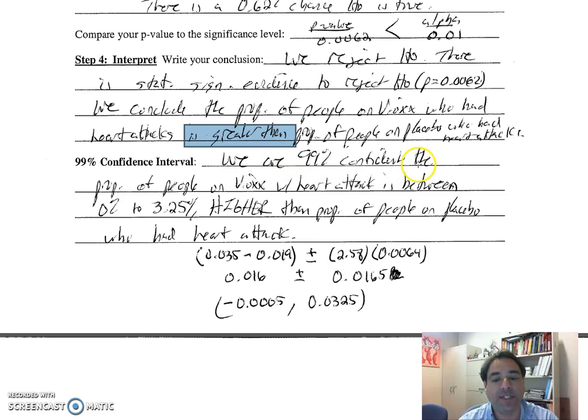So we are 99% confident the proportion of people on Vioxx who had a heart attack is between 0% to 3.25% higher. Remember, we're interpreting what the positive means, higher than the proportion of people in the placebo group who had heart attacks. So what's important is we're saying that if you take Vioxx, it's greater. So we're expecting 2 positives. It's greater, but not by much.